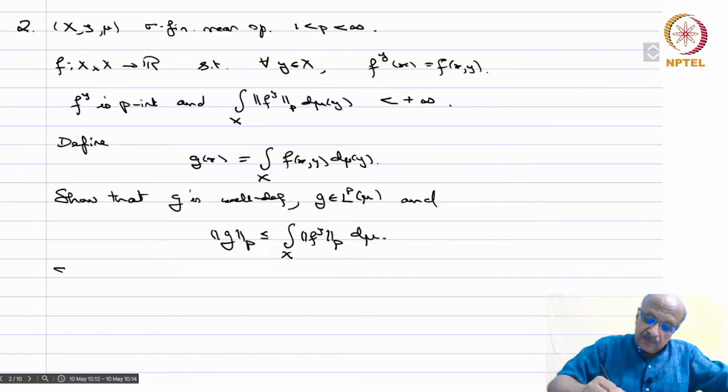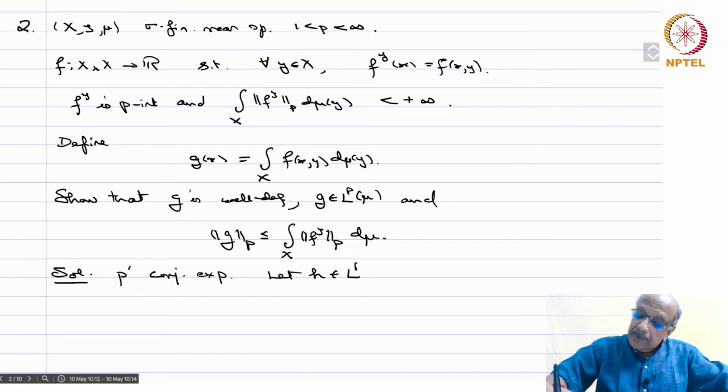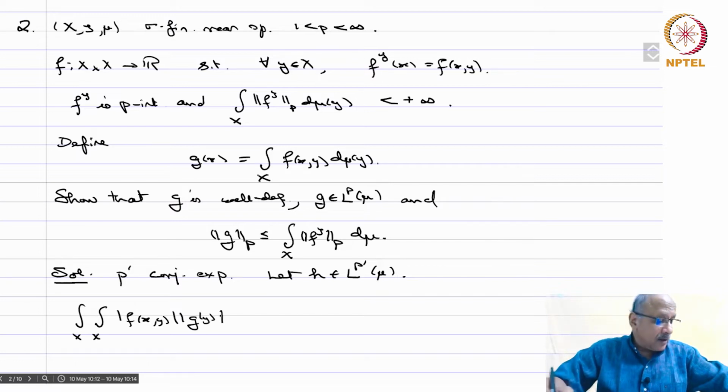Okay, so solution. So we are going to use the duality method. So p dash is the conjugate exponent, just as we did in the case of convolution. So let h belong to L^p dash(mu). So let us take integral over X. We want to use Fubini's theorem. Integral of |f(x,y)| |h(x)| d mu(y) d mu(x).